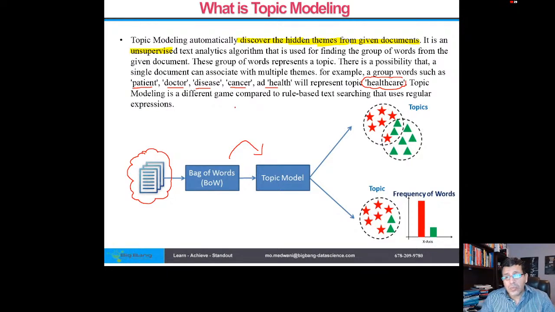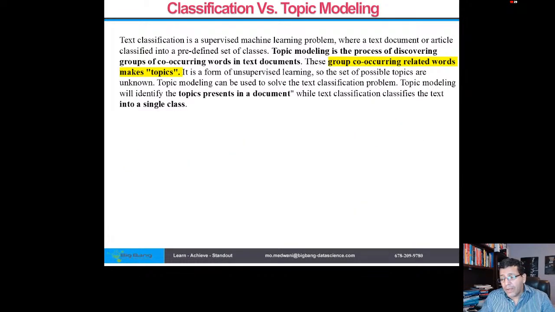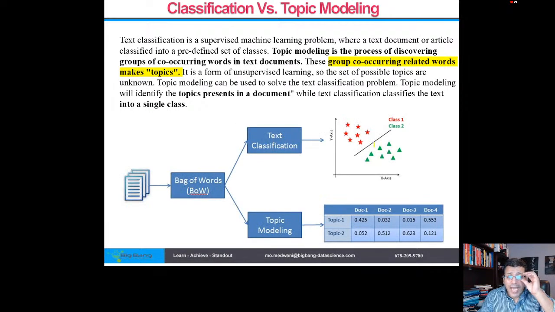So you might ask, what is the difference between topic modeling and classification? In classification, we have a known label.